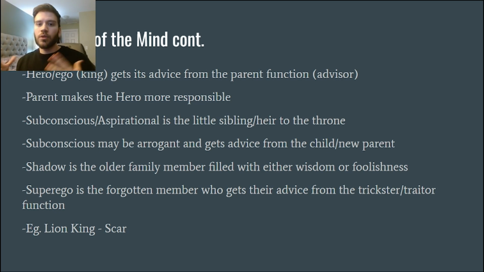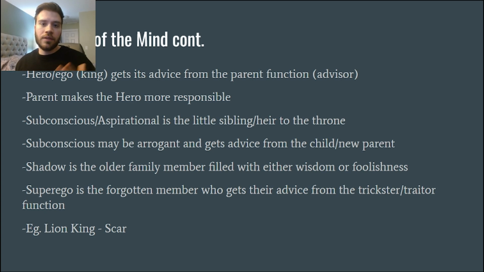And the shadow would be that older member, somebody who's been in power before, somebody who understands how everything works and understands the game. They may not get the attention of the ego and then the prince, so to say, of the subconscious, but they know what's going on. They're very intelligent. They have a lot of wisdom, but they can be foolish as well. They could be more of a senile perspective, depending on your own maturity of your sides of your mind.